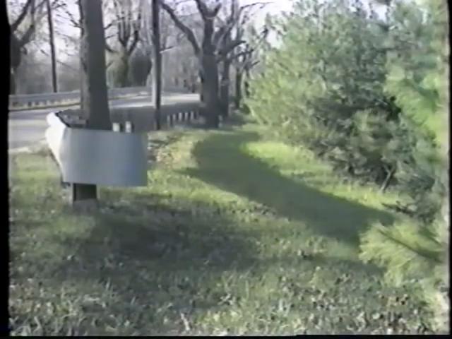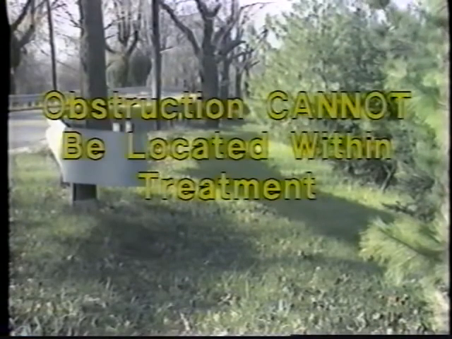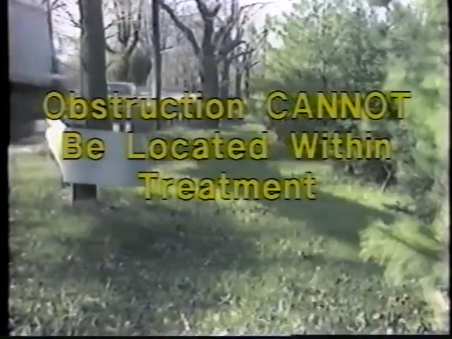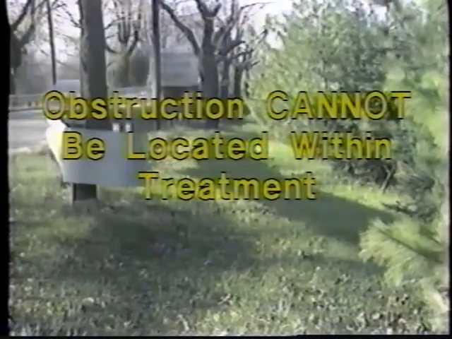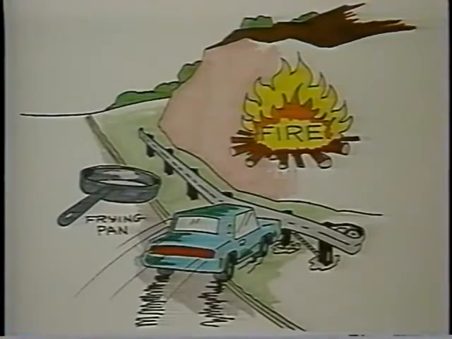Finally, recovery space is a major consideration when a BCT end treatment is used. Obstructions like the utility pole shown here cannot be located within the treatment. The whole idea of the BCT is that it bend backward when impacted near or at the nose. Common sense then dictates that there be an area behind the treatment that will allow the impacting vehicle to regain some degree of control. This is not possible if there's no recovery room available behind the system. The driver would simply be trading the frying pan for the fire.